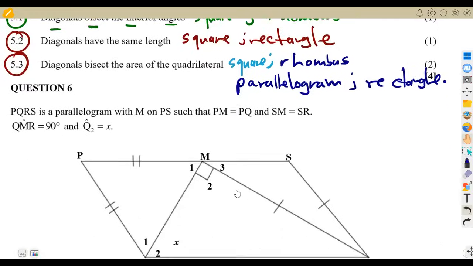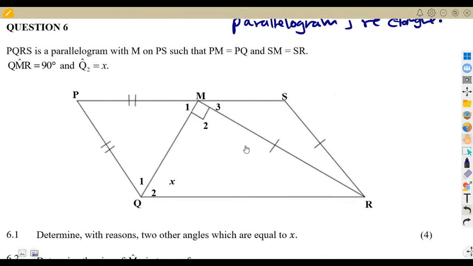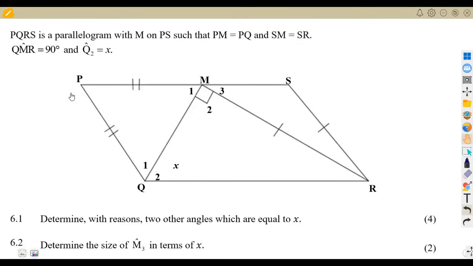Then question 6: PQRS is a parallelogram. So here we are given that this is a parallelogram. Let us check our properties. Truly, it is a parallelogram, so these two sides will be parallel and equal. PQ and SR are parallel and equal, so PQ is equal to SR.